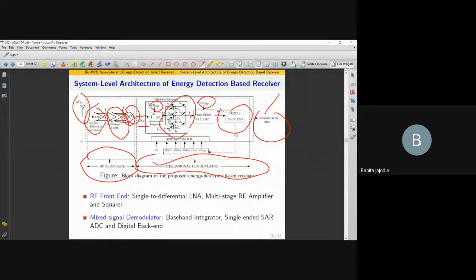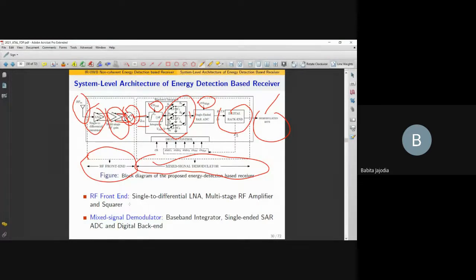And for your information, this work is already published in the IEEE Circuits and Systems. If anyone is interested, he or she can go through this. At the end, I will show you the list of the publications. If anyone is interested, he or she can go through that.